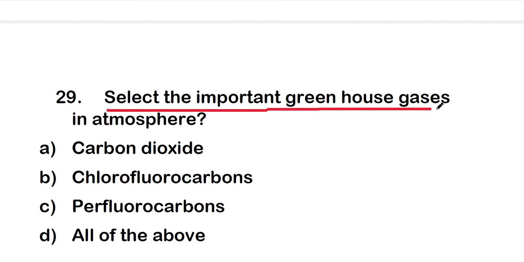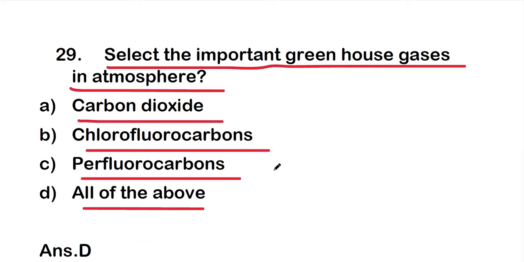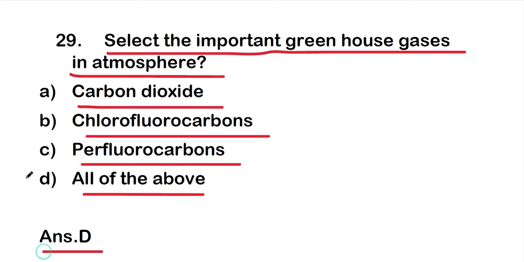Select the important greenhouse gases in atmosphere. And the options are carbon dioxide, chlorofluorocarbons, perfluorocarbons, or all of the above. And the right answer is option D, it is all of the above. So carbon dioxide, chlorofluorocarbons and perfluorocarbons are important greenhouse gases in atmosphere.